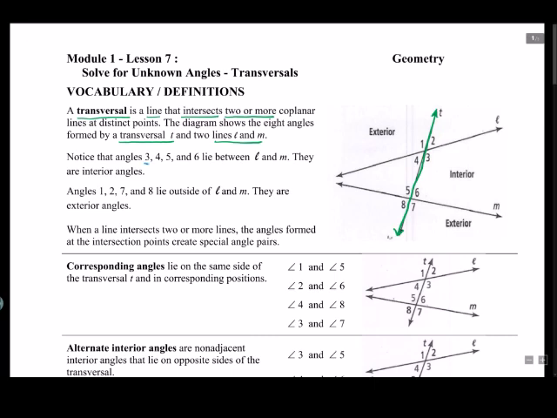Notice that angles 3, 4, 5, and 6 lie between lines L and M. They are called interior angles. And angles 1, 2, 7, and 8 lie outside of our lines L and M. They are called exterior angles. And when our transversal intersects these lines, these angles that are formed are special.